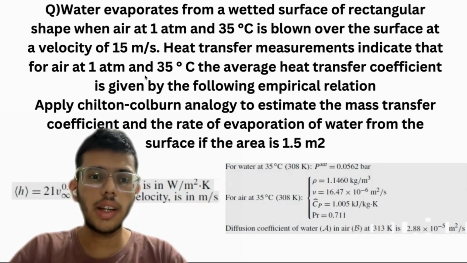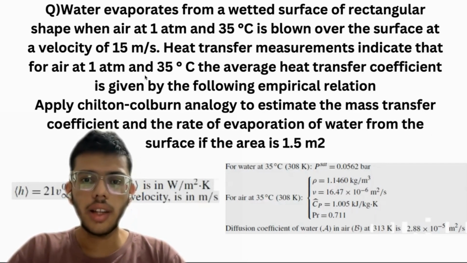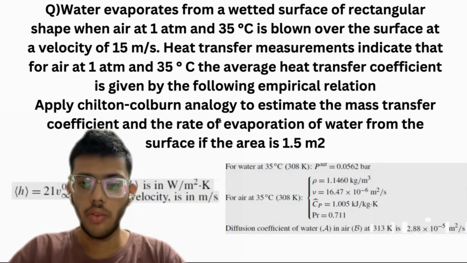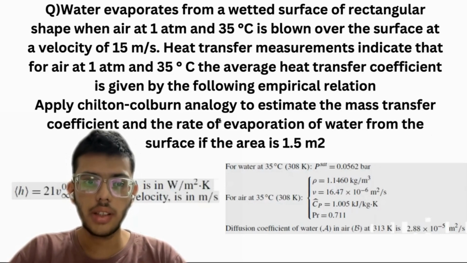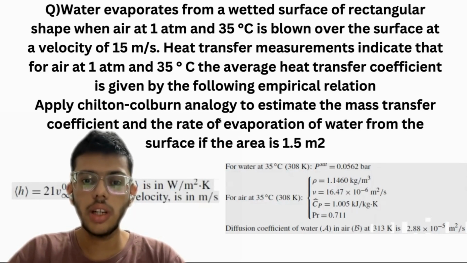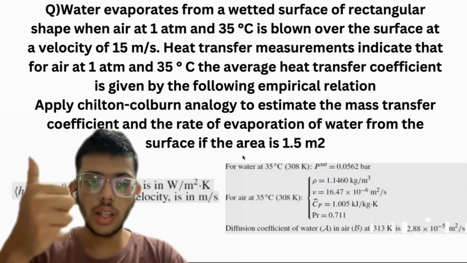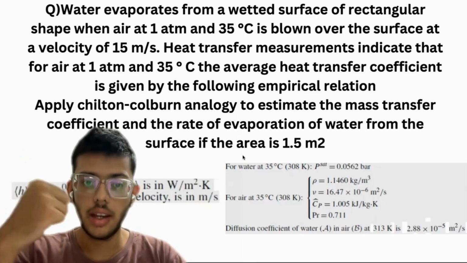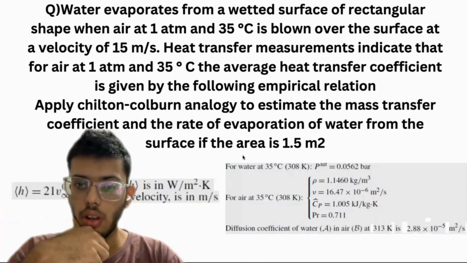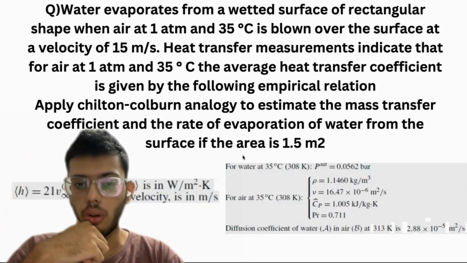So the basic understanding of the question is that there is a wetted surface of area 1.5 square meters, and water evaporates from the wetted surface by a flow at a velocity of 15 meters per second. So we need to use the Chilton-Colburn analogy to find the mass transfer coefficient, which is K, and the rate of evaporation of water, which is N_A0.